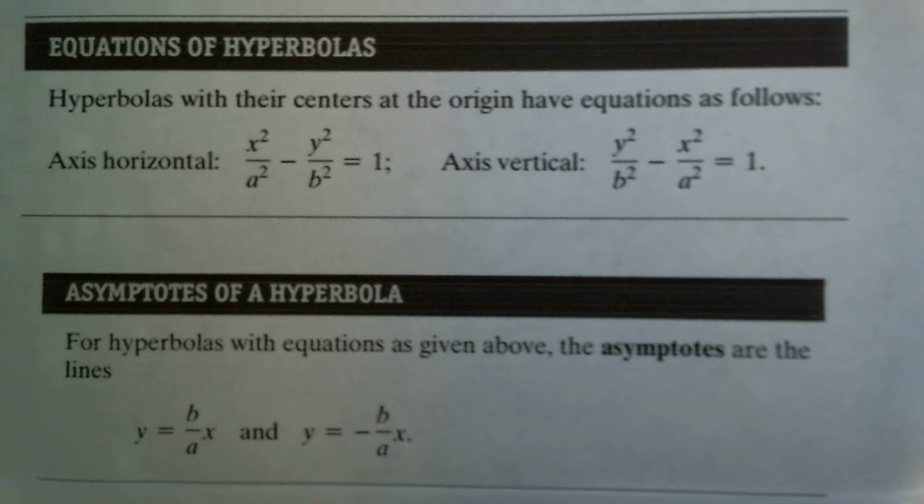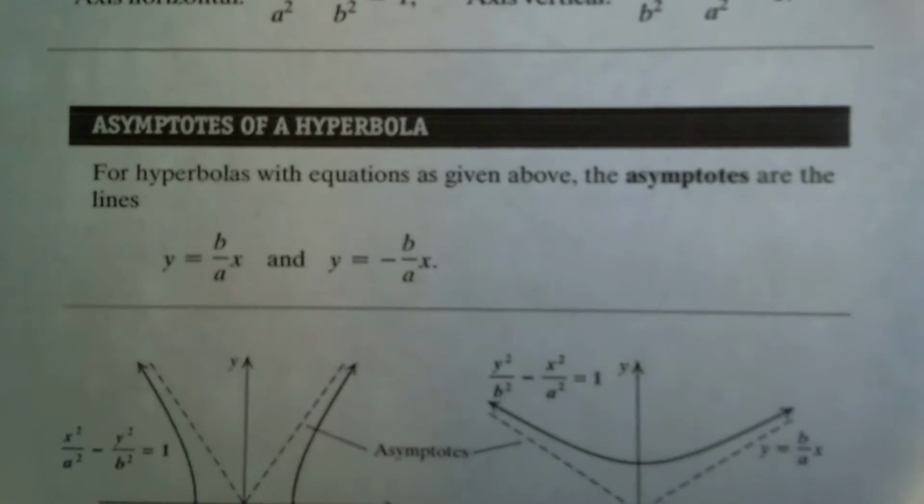Now there's something new that's called the asymptotes of a hyperbola. So for hyperbolas with equations as given above, the asymptotes are the lines y equals b divided by a times x and y equals minus b divided by a times x. These are straight lines, and as the hyperbola is centered at the origin, then of course the lines go through the origin, since the y-intercept is equal to 0 for these equations for y. And so graphically, here's what it looks like.